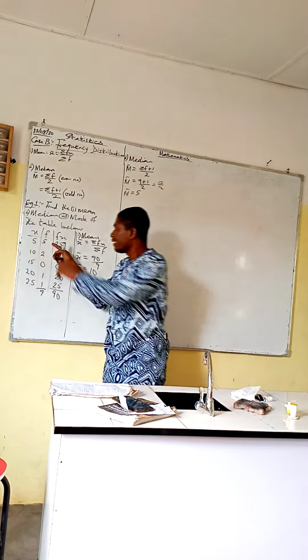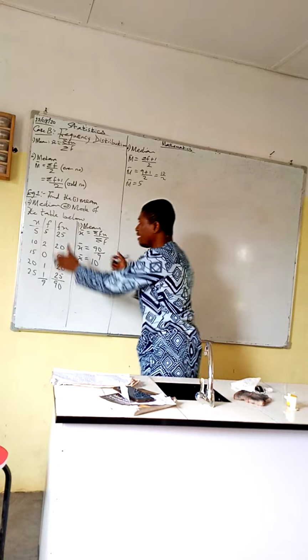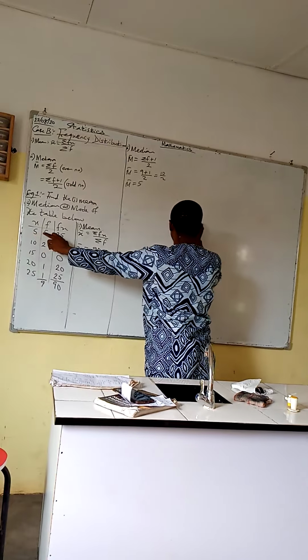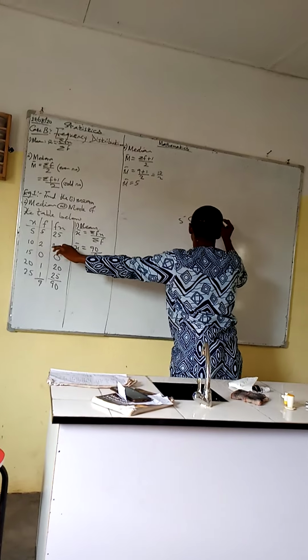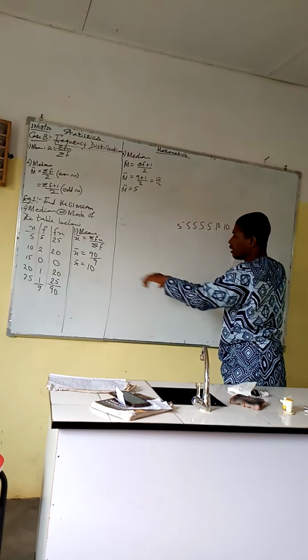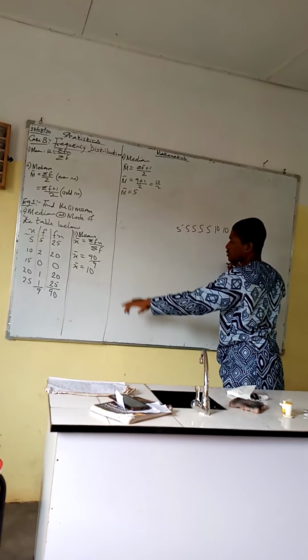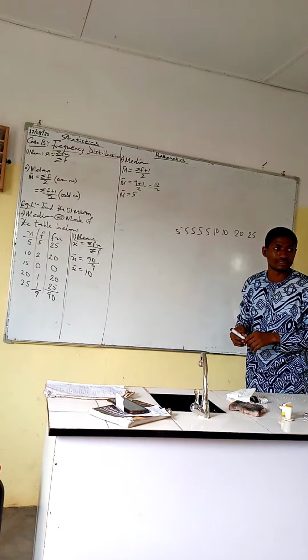Frequency does not exist on its own. It only tells the number of times this value exists. So if I spread it out, it means that 5 occurs 5 times. It means that 10 occurs 2 times. It means that 15 does not occur at all. 20 occurs once. 25 occurs once. Did you get that?